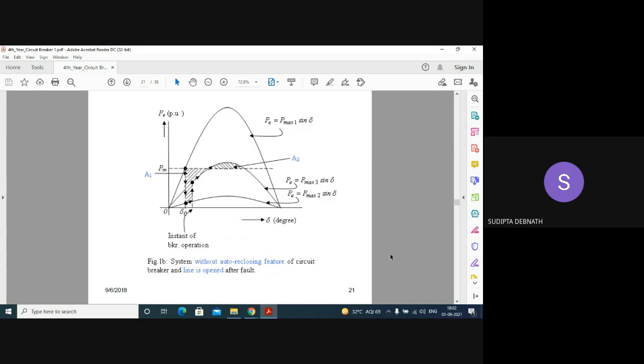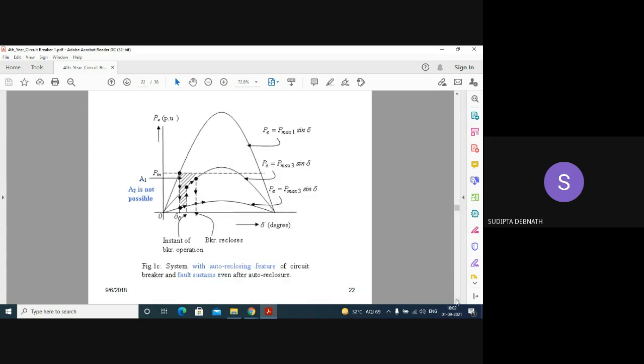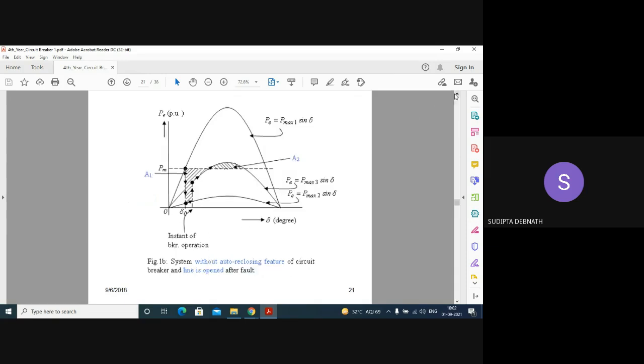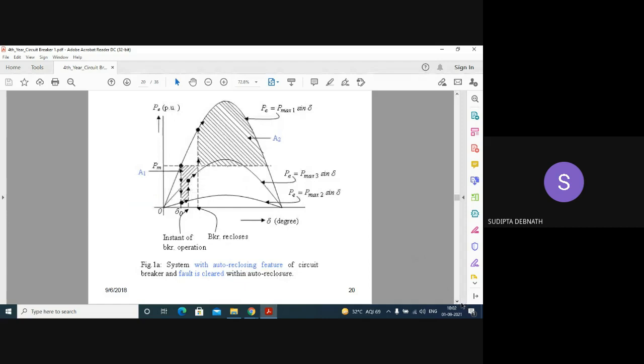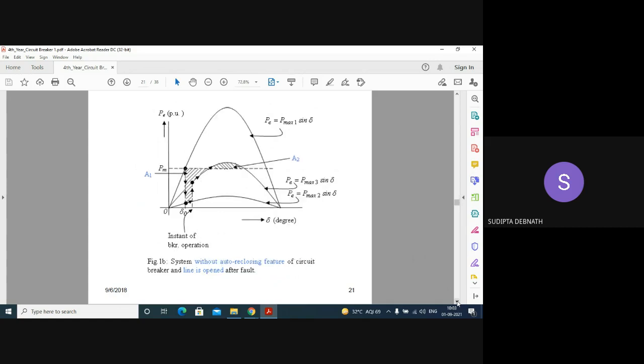Now, this one: system with auto-reclosing feature of circuit breaker, and the fault sustains even after the auto-recloser. This is the most dangerous portion. When there is an auto-reclosing function, it is very likely that A2 should be more than A1, which is desirable. Here it may be possible that A2 is greater than A1, but there is very little chance.